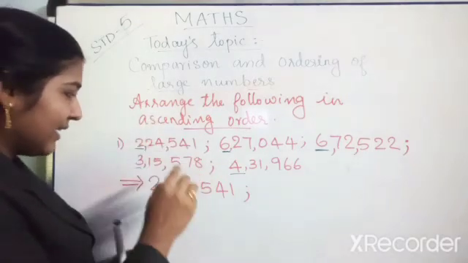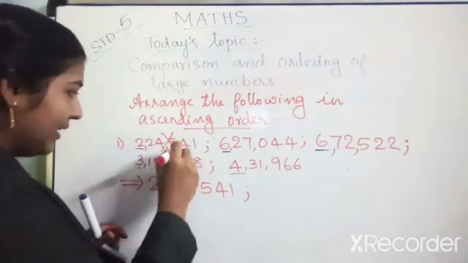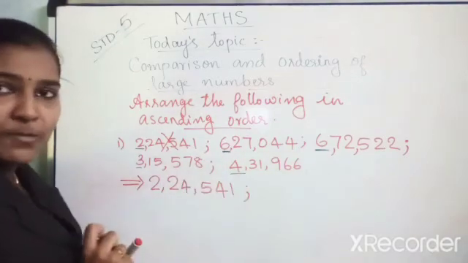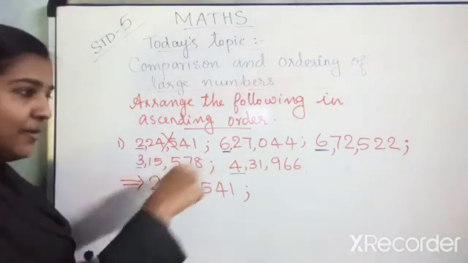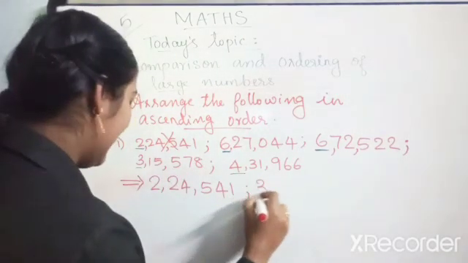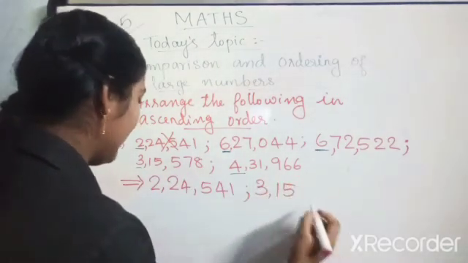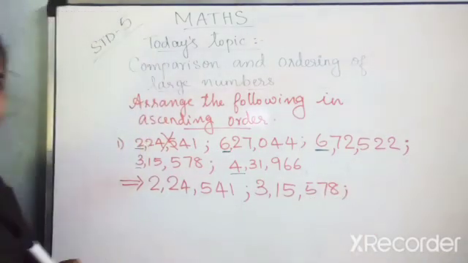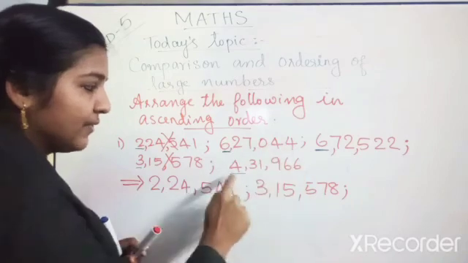Now check. Now this number is over. Now look at the other numbers. 6, 6, 3, 4. Which is smaller? 3 is smaller, isn't it? So we can write 3,15,578 is the next.